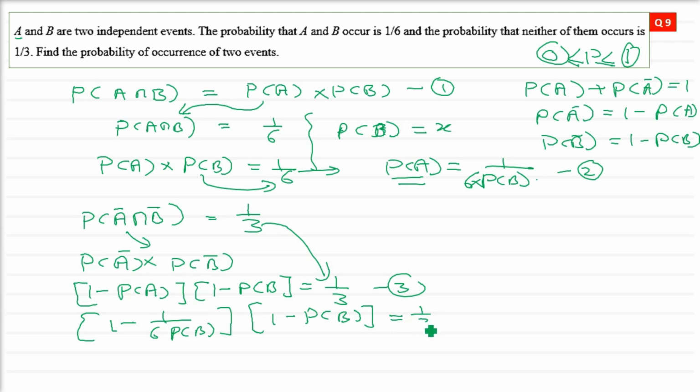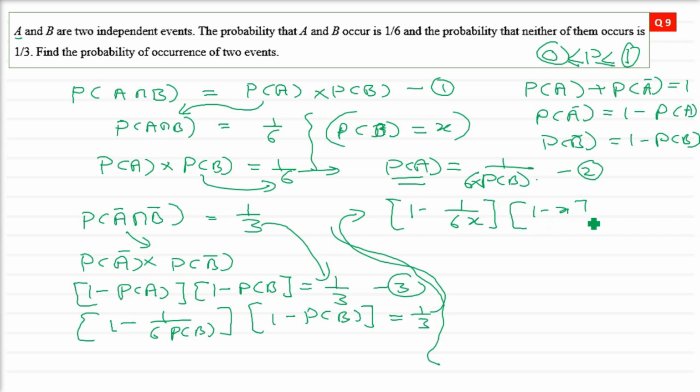Now, when you're dealing with these brackets and variables of different symbols, it may be difficult for the examiner to understand. So for the examiner to understand your solution, just assume P(B) equals x or any variable you want, which is not given in the question. So now this 1 minus 1 by 6 into P(B) we have taken as x. The second term is 1 minus x, and this is equal to 1 by 3.